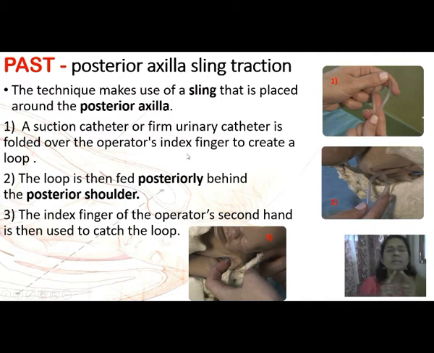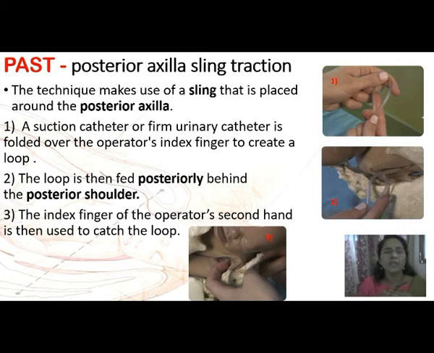So we can take a suction catheter like this. We can flex it, and make it like a loop. You can see this one. We are making a loop.